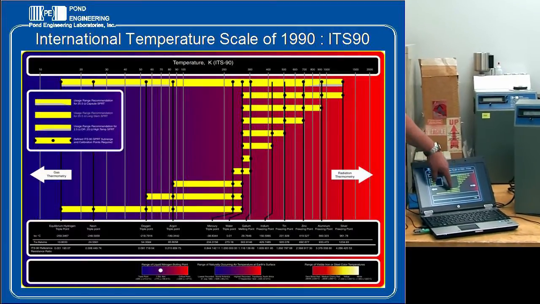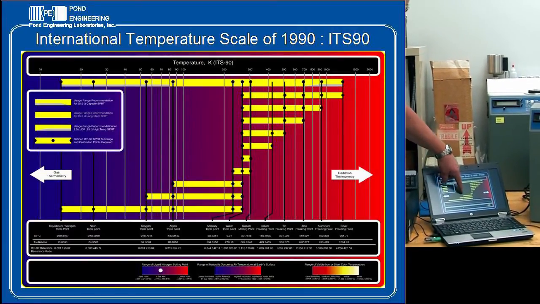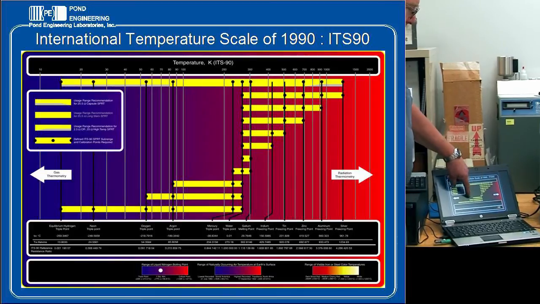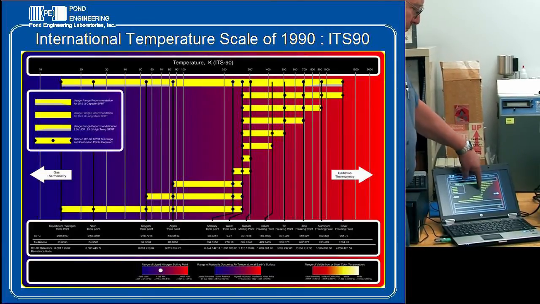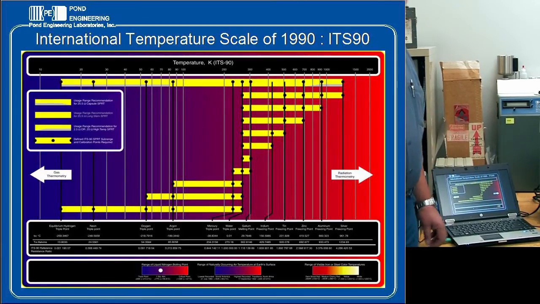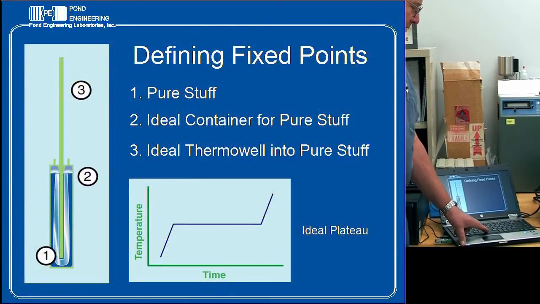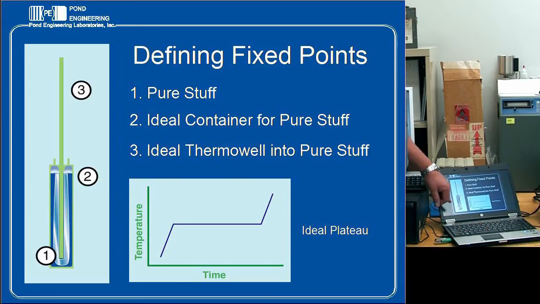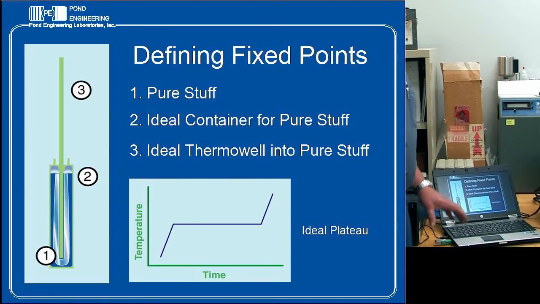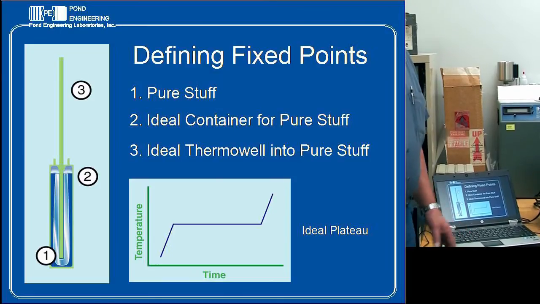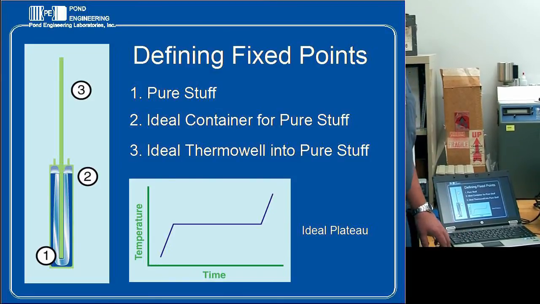What's illustrated here are the various sub-ranges using different fixed points within the sub-range with the triple point of water as the base for all of those sub-ranges. The fixed points themselves are constructed using an envelope so that the outside pressure at local atmospheric pressure is not a factor in the realization of the fixed point.